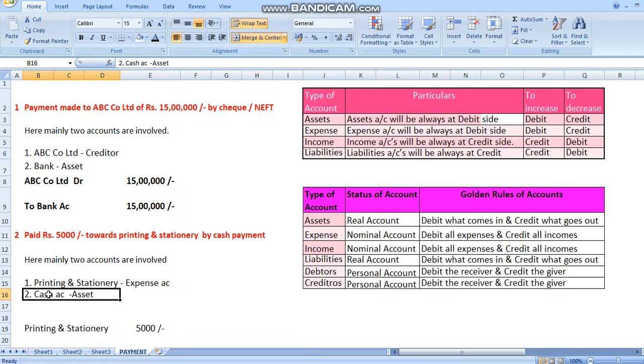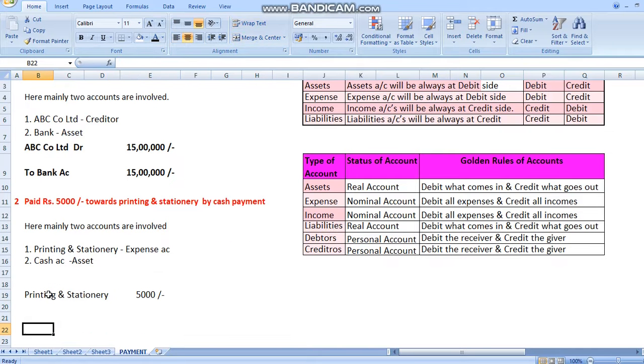Then cash. Cash is the asset. As per the asset account rule, if anything is going from an asset, we have to credit it. So for cash, we have to credit 5,000. Hope these are clear.